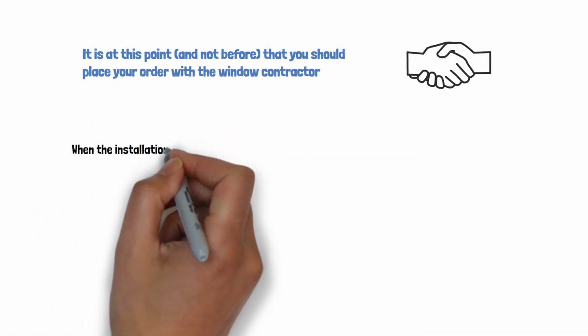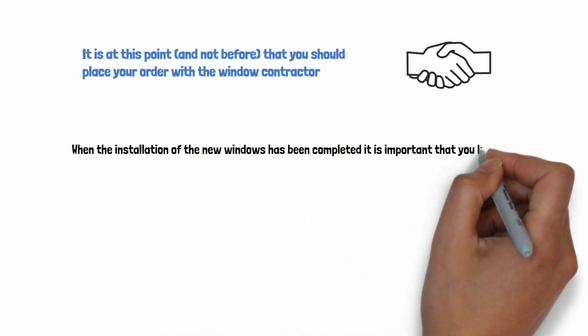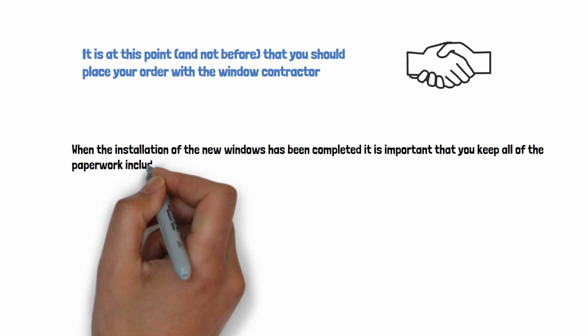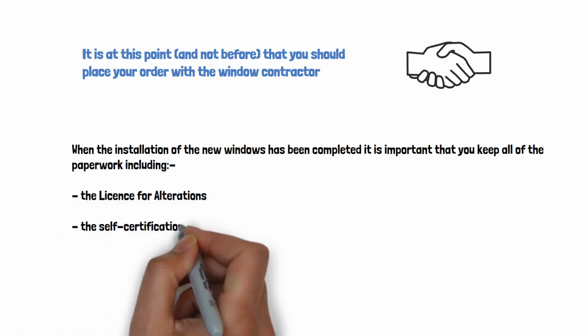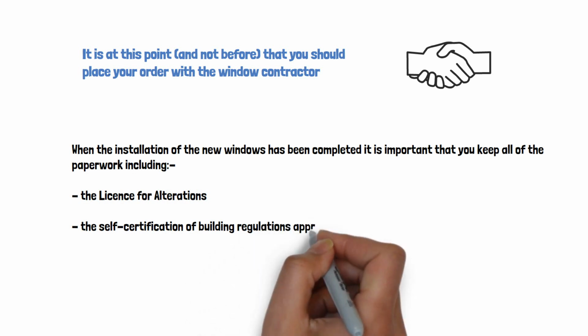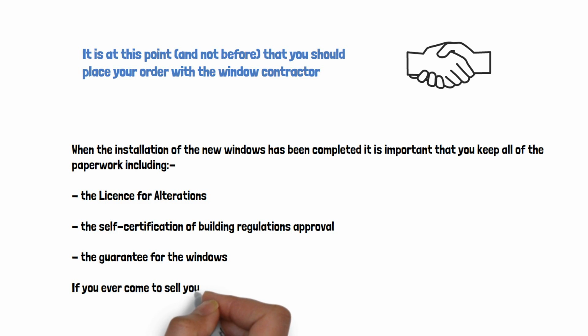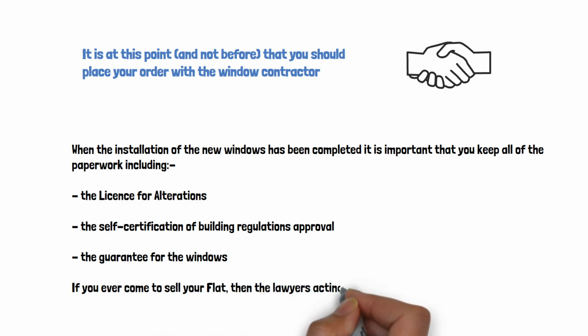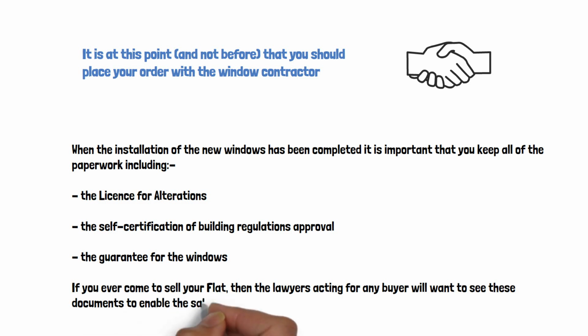When the installation of the new windows has been completed, it is important that you keep all of the paperwork, including the license for alterations, the self-certification of building regulations approval, the guarantee for the windows. If you ever come to sell your flat, then the lawyers acting for any buyer will want to see these documents to enable the sale to proceed.